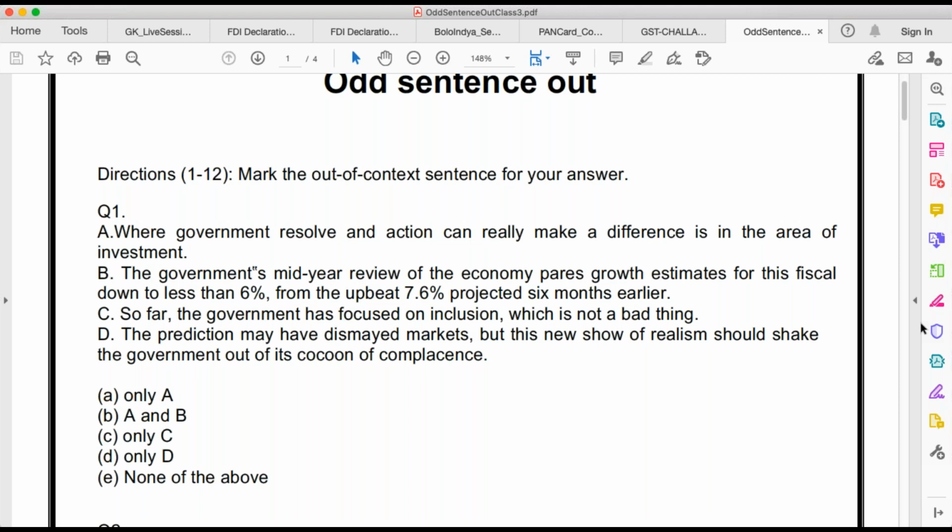Out of context sentence. This means that I should be able to identify a common subject or a similar idea being conveyed in all other sentences except this odd one out.